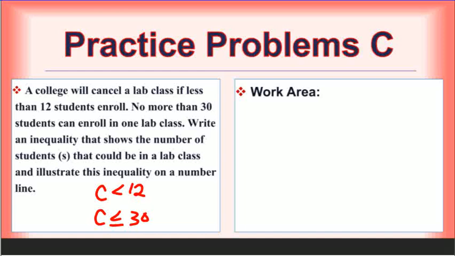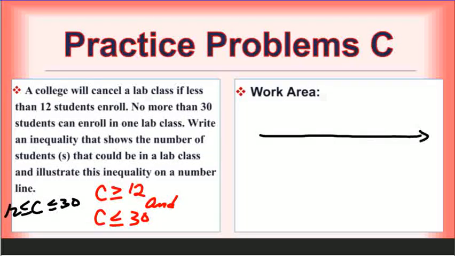So if I go back to this first one I wrote, C is less than 12. Well, that's if they're going to cancel it. But they're asking us, write an inequality that shows the number of students that could be in it. So that means it has to be greater than or equal to 12. So less than 12, they cancel. 12 or more, they have it. So I can have the keyword and here, or I can write C in the middle. It has to be less than or equal to 30 and greater than or equal to 12. So now just number line.